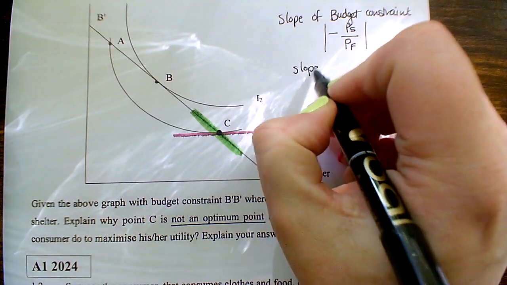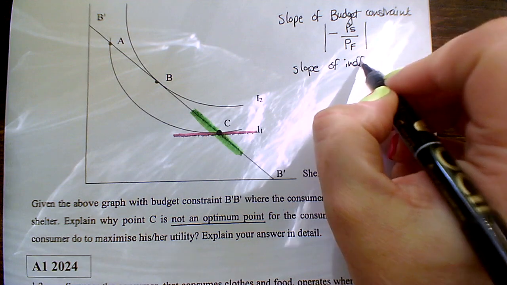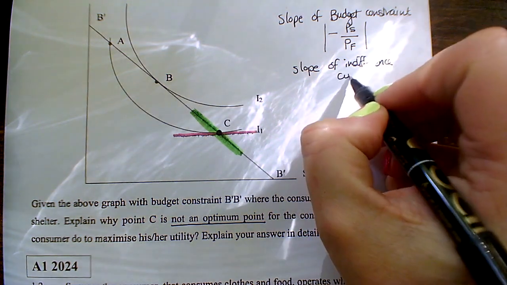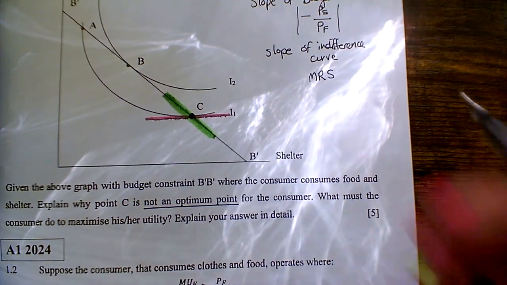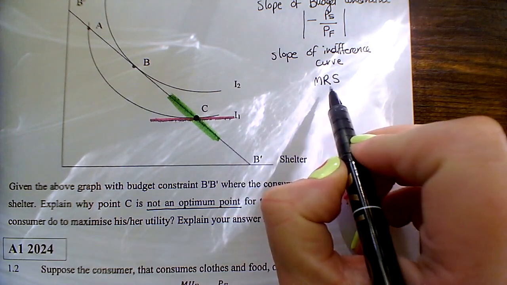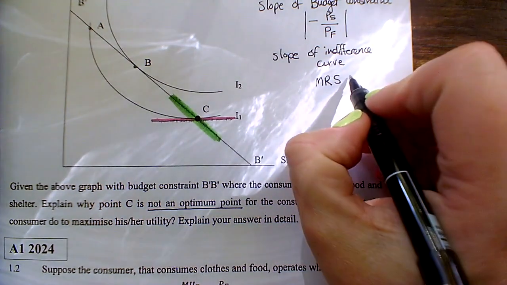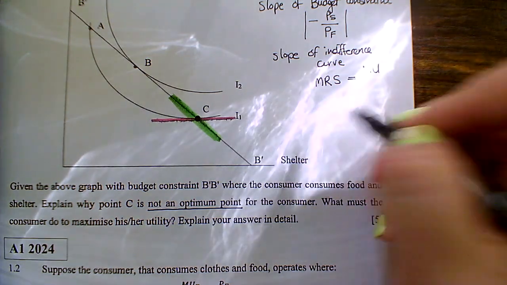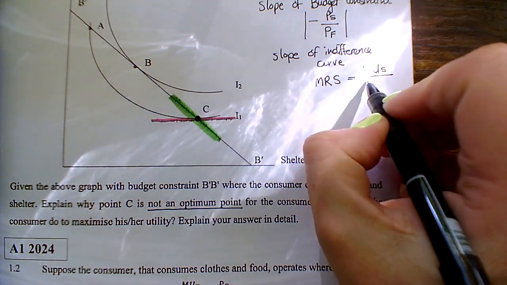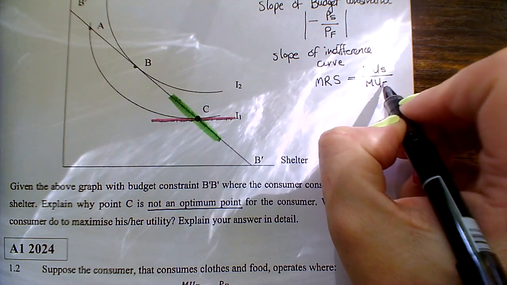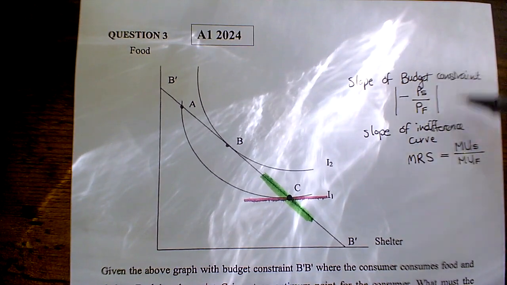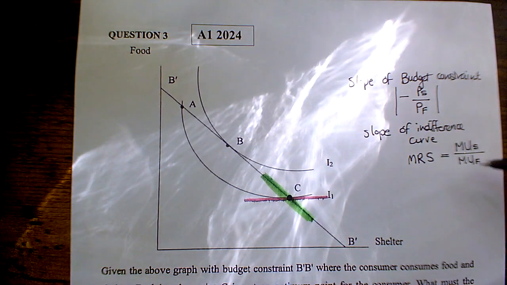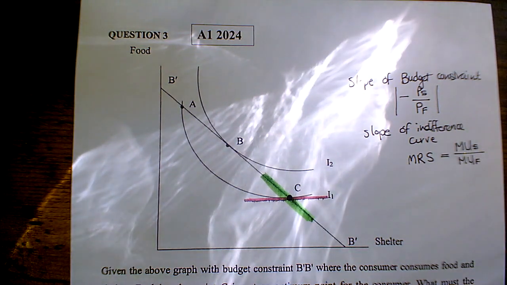The slope of an indifference curve is the marginal rate of substitution. And we can also represent the slope of the indifference curve, this marginal rate of substitution, as the marginal utility of the product on the x-axis over the marginal utility of the product on the y-axis. So the slope of the budget constraint is the relative price of shelter, and the slope of an indifference curve is the relative benefit of shelter in terms of food.